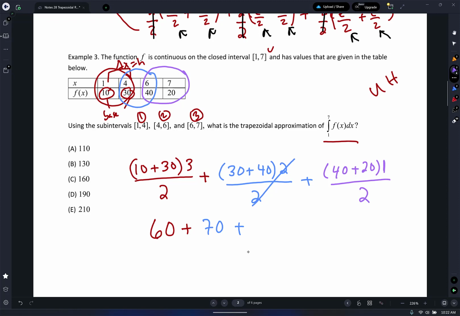All right, let's see if we can do this one. 40 plus 20 is 60. 60 times 1 is 60. 60 divided by 2 is 30. Okay, we can do that without much work here. 70 plus 30 is 100, so 60 plus 100. So 160.